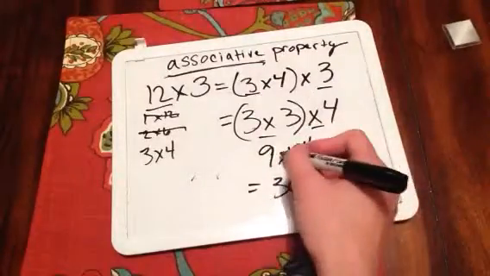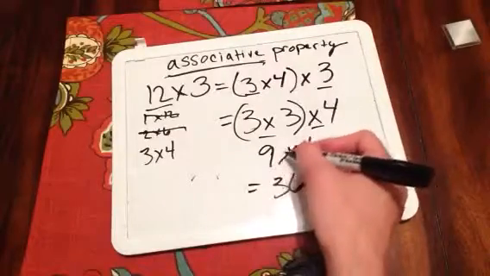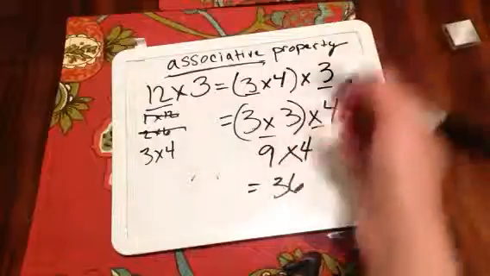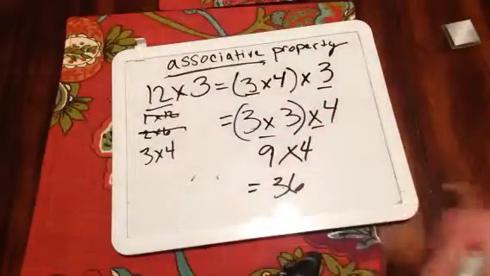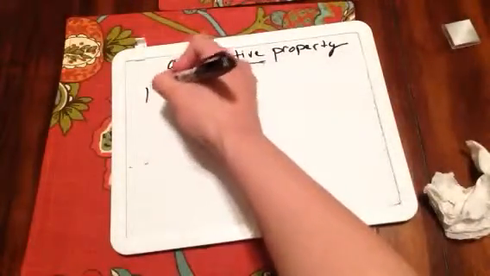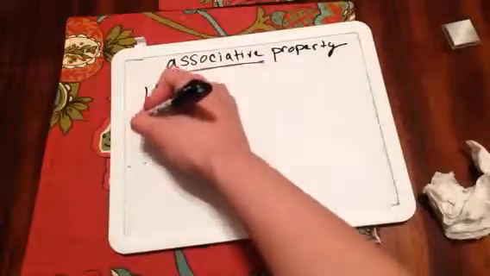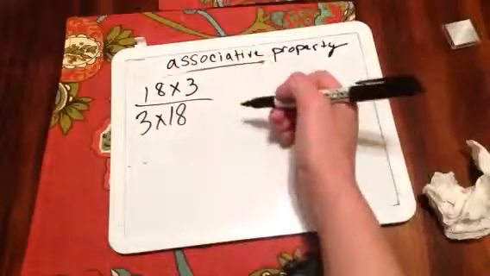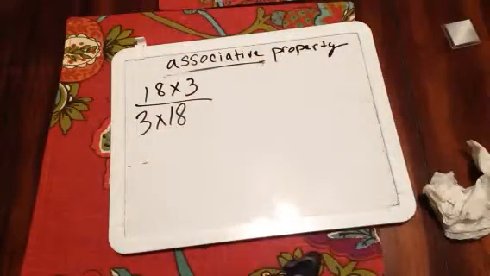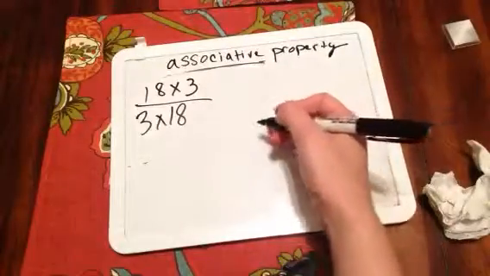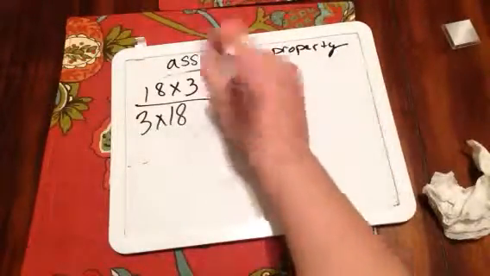If this wasn't easier for you, guess what you could do? You could do the same exact thing again. You would just have to look at that 9 and make it smaller, right? Okay, so let's try another one, right? Let's try 18 times 3. It could also look like this, right? You can do it this way. I prefer it this way, but just know that you have to make the bigger number into two easier numbers to deal with, okay?